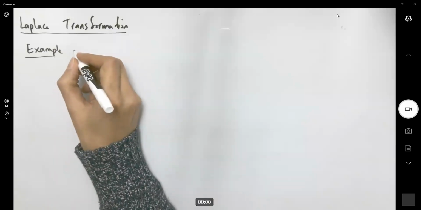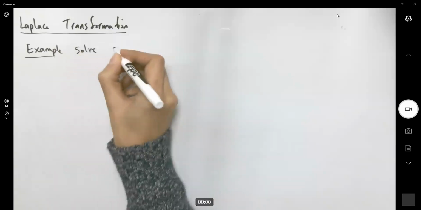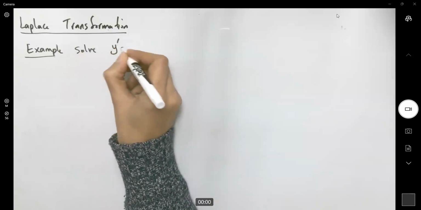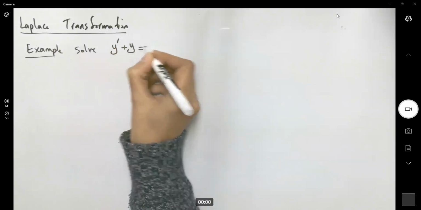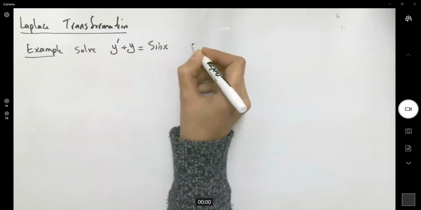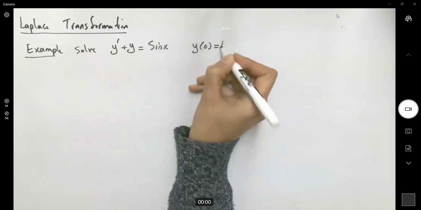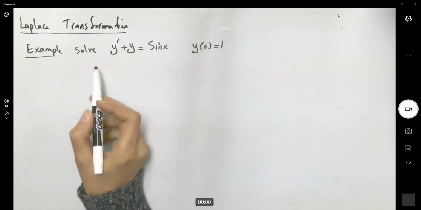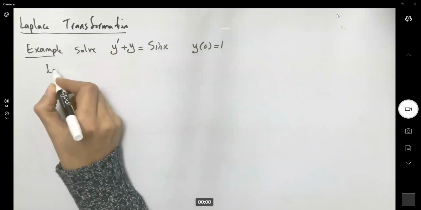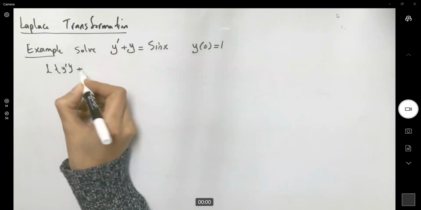Now, suppose the question says, solve the following differential equation using the Laplace method. y prime plus y equals sine x, y at 0 is equal to 1. So what are we going to do? We're going to take the Laplace of every term that we have here.